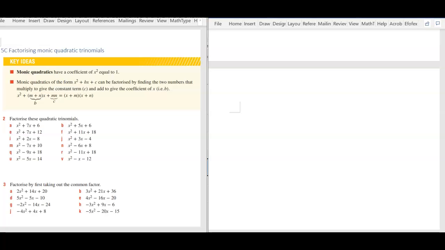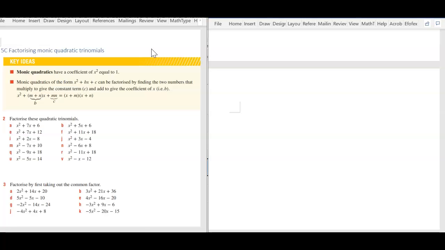Hi everyone, in this video we're going to go through 5C, so factorising monic quadratic trinomials. Such a long and complicated heading for 5C. Basically it just means we're factorising quadratics where the coefficient of x squared is 1.